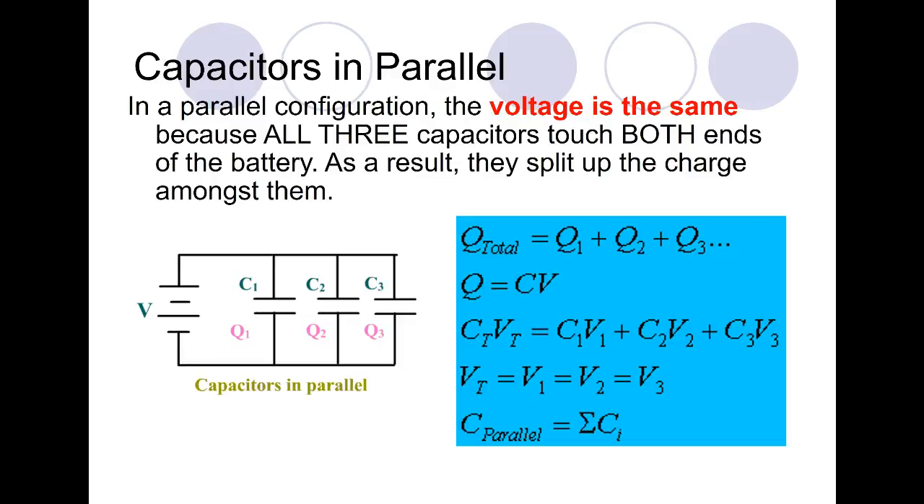So how does that work? Well, we claim that the voltage is the same. So that means that Vt is equal to V1, which is equal to V2, which is equal to V3. Now, if we accept that, the total charge is going to be Q1 plus Q2 plus Q3, and we also know that Q is equal to CV. We take that and plug that into here, and we get CTVT is C1V1 plus C2V2 plus C3V3, and the V's will cancel, giving us the equation that the total capacitance in parallel is the sum of the individual capacitances.